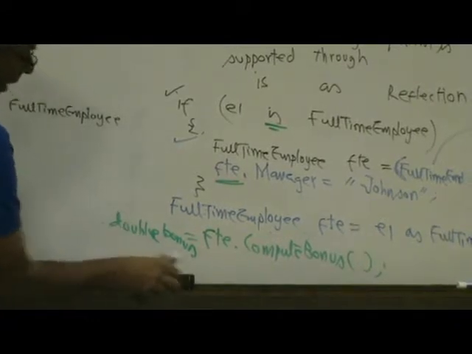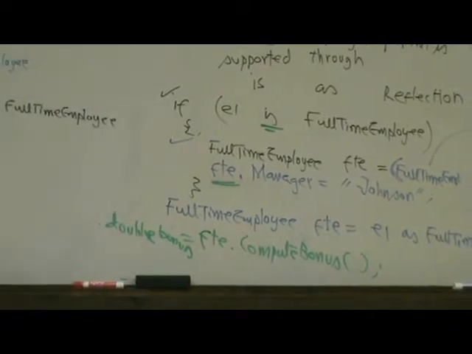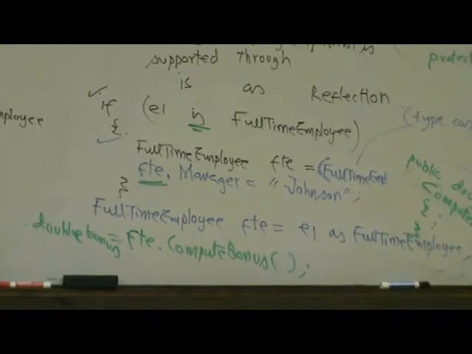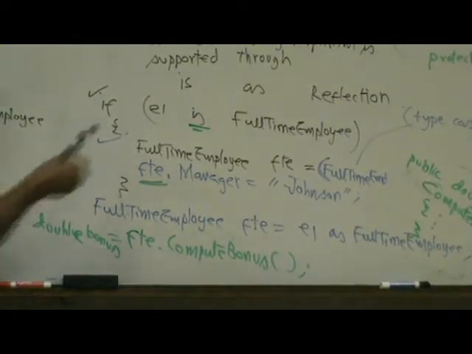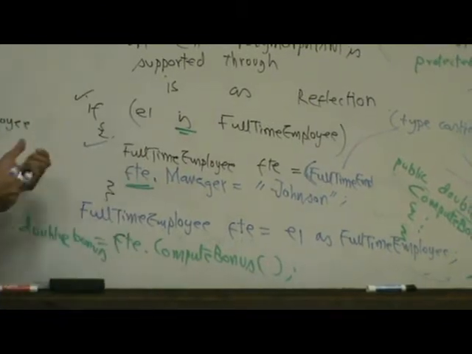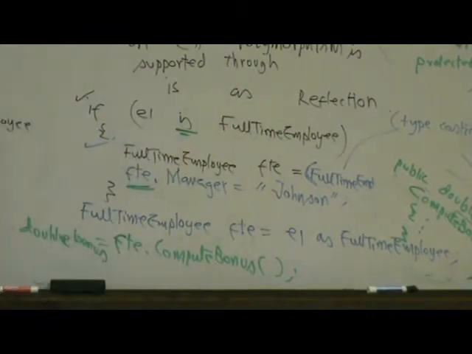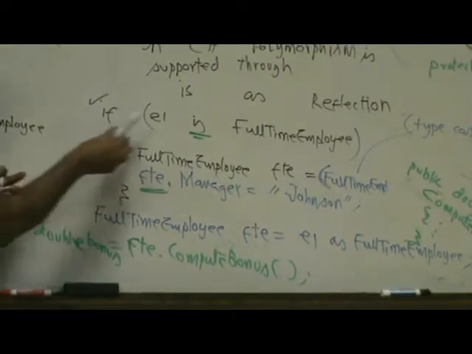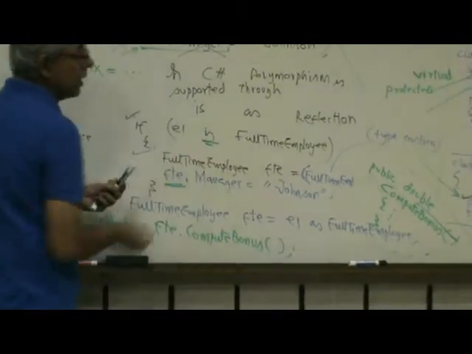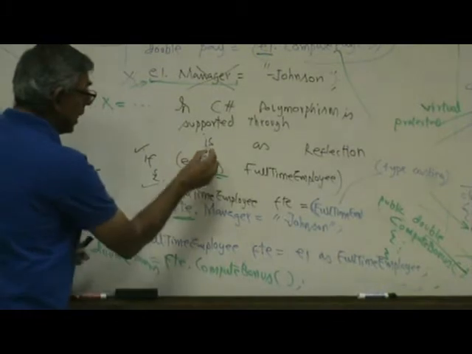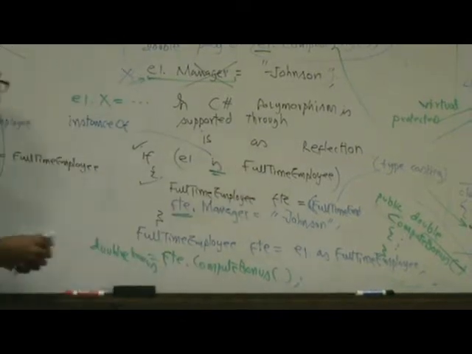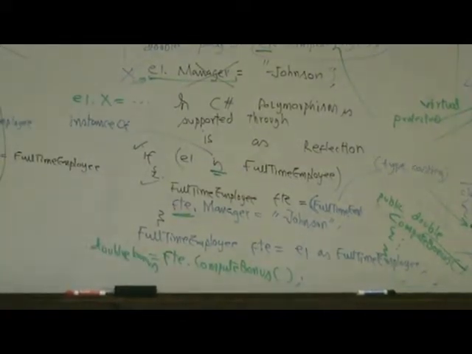Anyway, just as a quick note, since some of you are coming from a Java background, Java also has the exact same thing, except there is no as operator. There is an equivalent of the is operator, and an equivalent of reflection, very similar to what I covered in the last lecture. In Java, rather than saying E1 is a full-time employee, you will say E1 instanceof FullTimeEmployee. So instanceof is exactly like the is operator in C#.